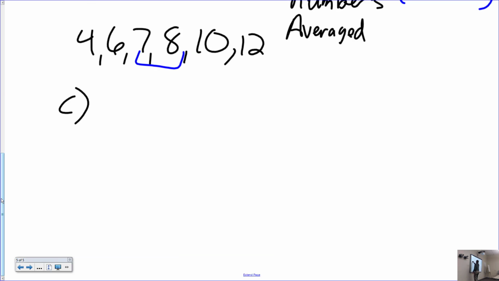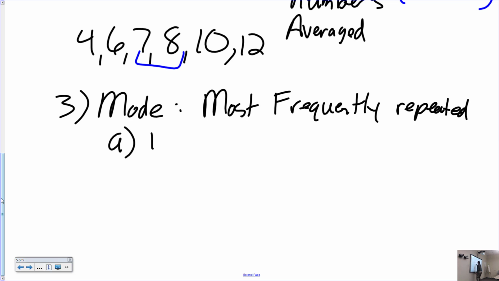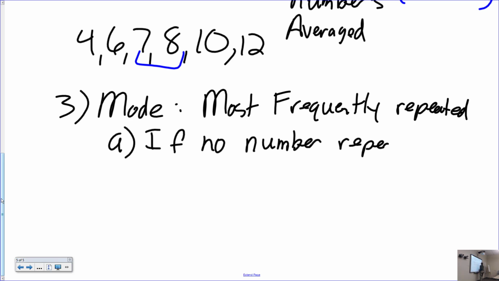Our third measure of central tendency: mode. And what's the mode? Most frequently repeated. There are some conditions to the mode as well, folks, so please be careful. If all of your data is unique, if every number in your data set is a different number, then the mode is that there is no mode.